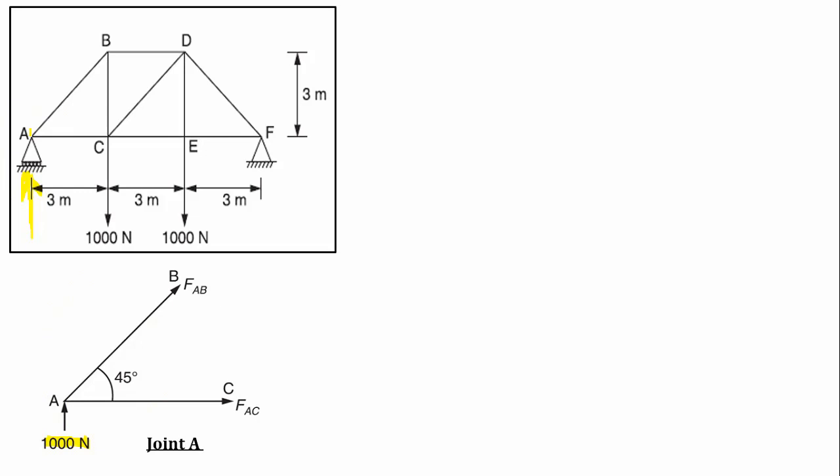This force in the member AB is being shown here, that is FAB. Then next we have AC, which is shown here, that is F of AC, right? Then next, if you see these two forces and this vertical reaction, this is a coplanar concurrent force system. That means all the forces are passing through a single point.